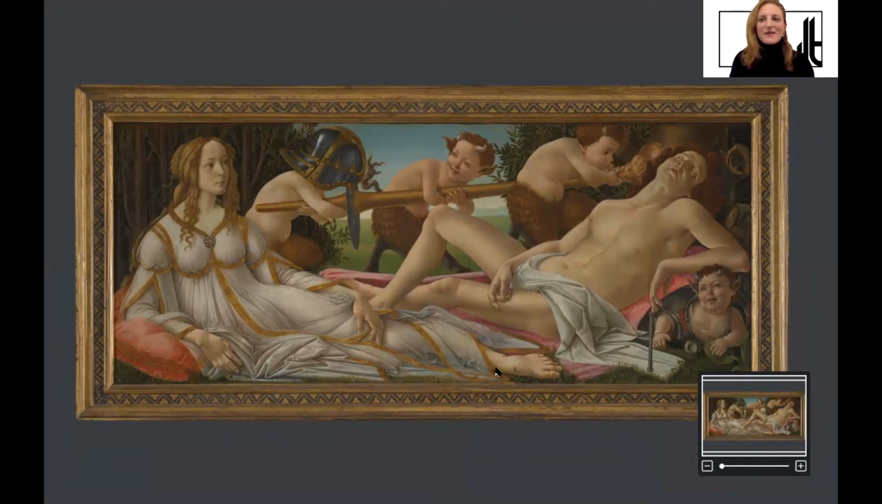So the question is, who are we looking at here? Now, the title gives that away, probably. We're looking at Mars on the right and Venus on the left, accompanied by 4 anonymous satyrs. Who are these people? Venus is the goddess of love. I'm sure many of you know that. And we can see there, not only is she the goddess of love, she's the goddess of beauty.